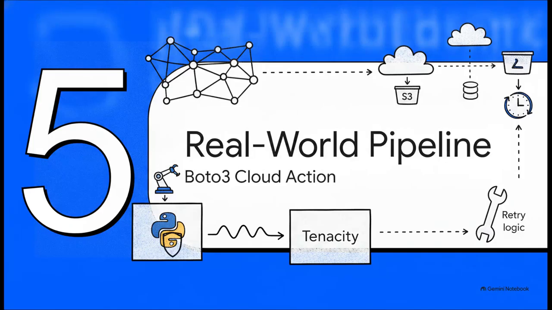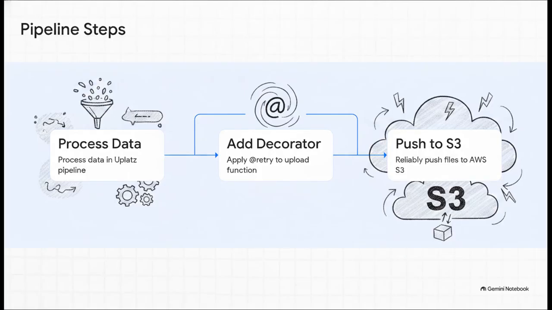All right, Section 5, the real-world data pipeline. Let's see some Boto3 cloud operations in action. So how does this apply to a professional cloud environment? Imagine an actual data pipeline for Uplatz. Step 1, we process our data. Step 2, we simply apply that Tenacity @retry decorator to our cloud upload function. And Step 3, we rely on Boto3 to push those processed files directly to AWS S3. Because cloud operations can and will occasionally fail due to transient issues, wrapping our Boto3 S3 upload calls in this decorator ensures our entire architecture remains completely rock solid, even when we hit those temporary network roadblocks.